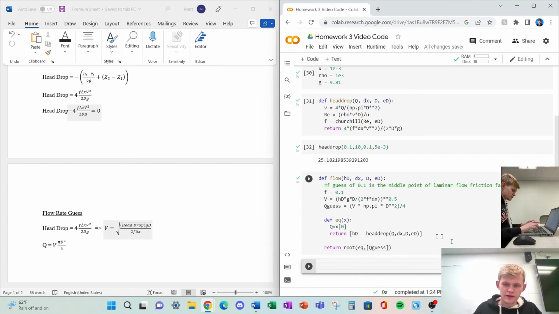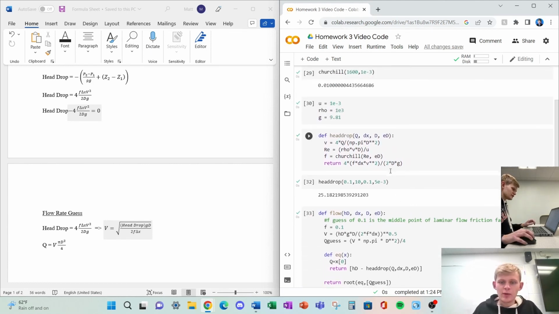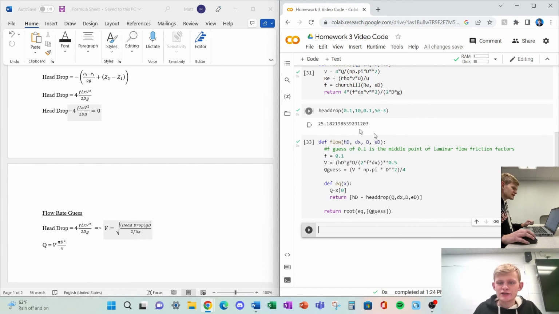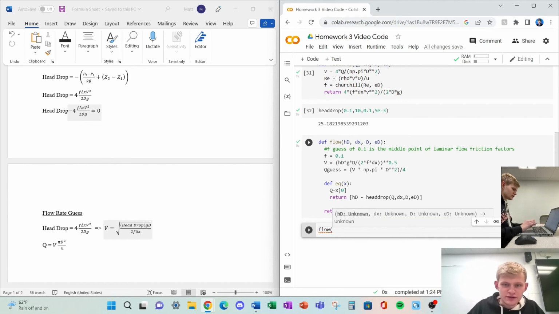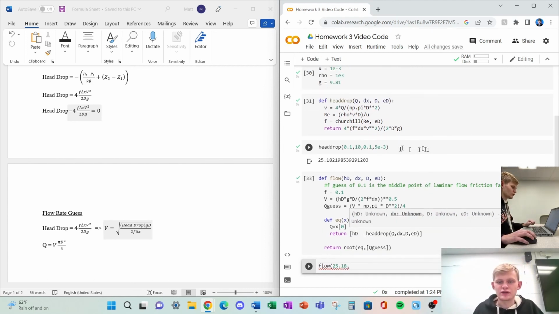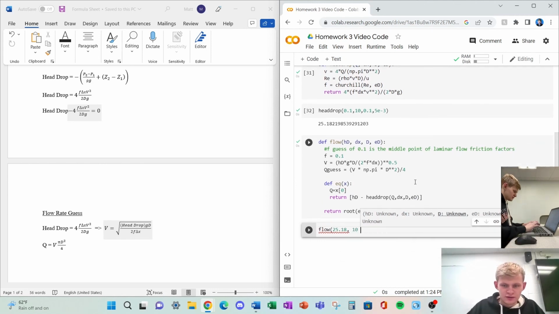So if that's right, then we're going to come over here and just take our head drop as our given. So we're going to say that our new function of flow is given the head drop, so 0.518, and then we're going to substitute all of our values. So it's going to be 10, 0.1, and then our surface roughness.